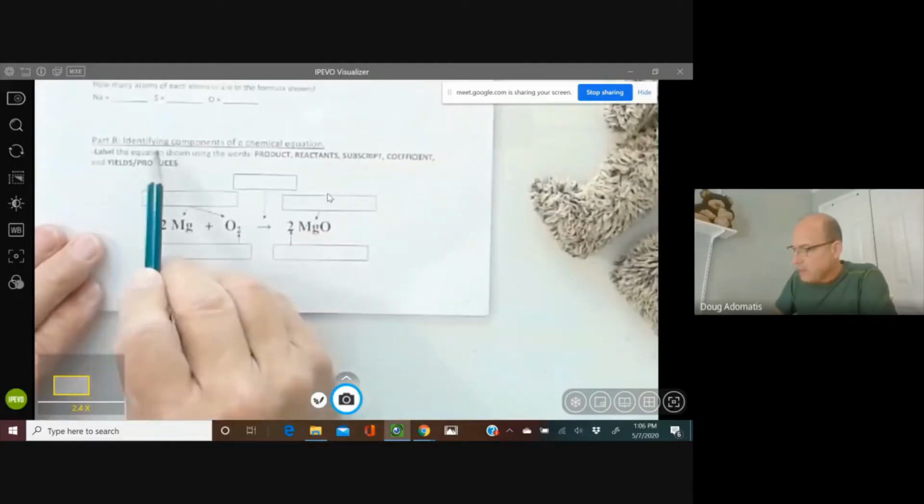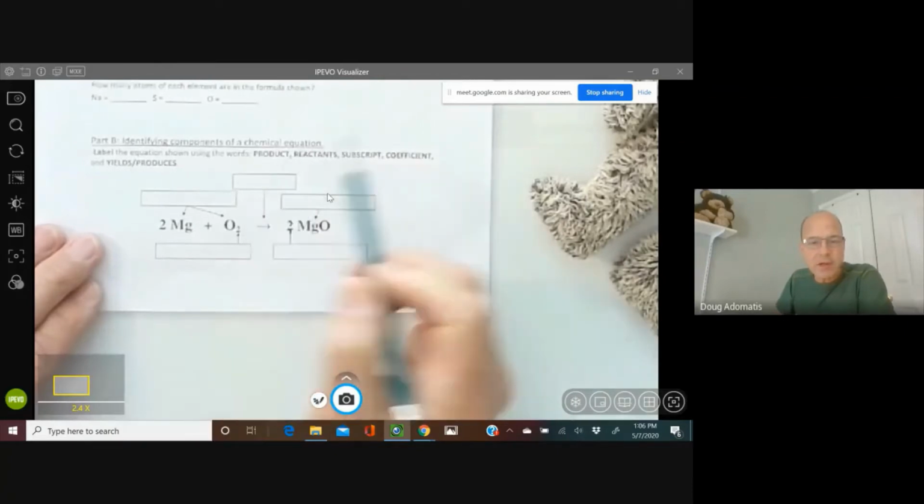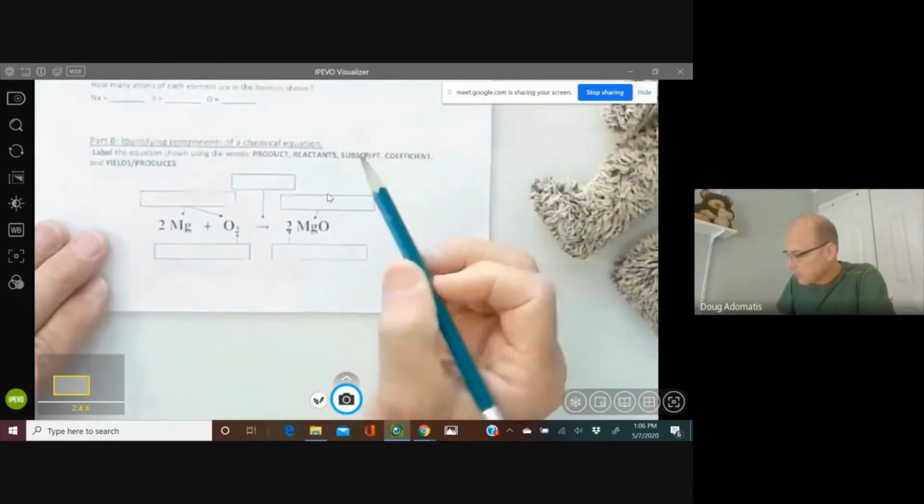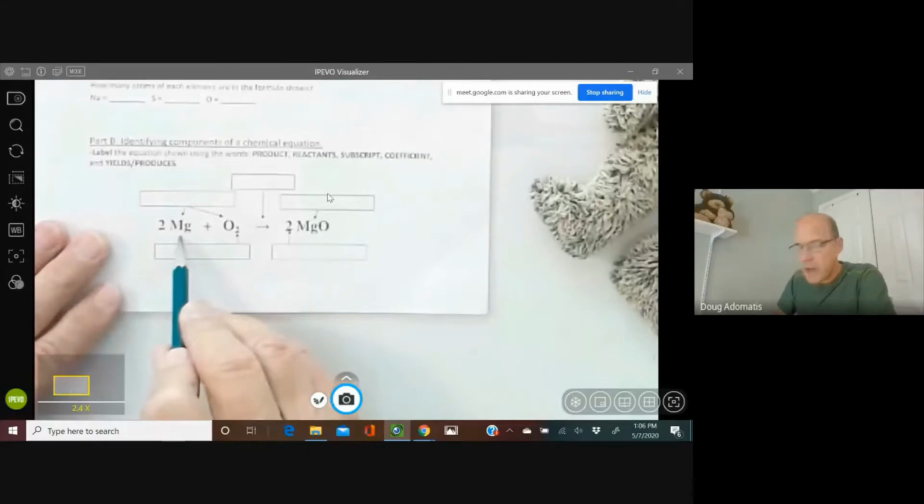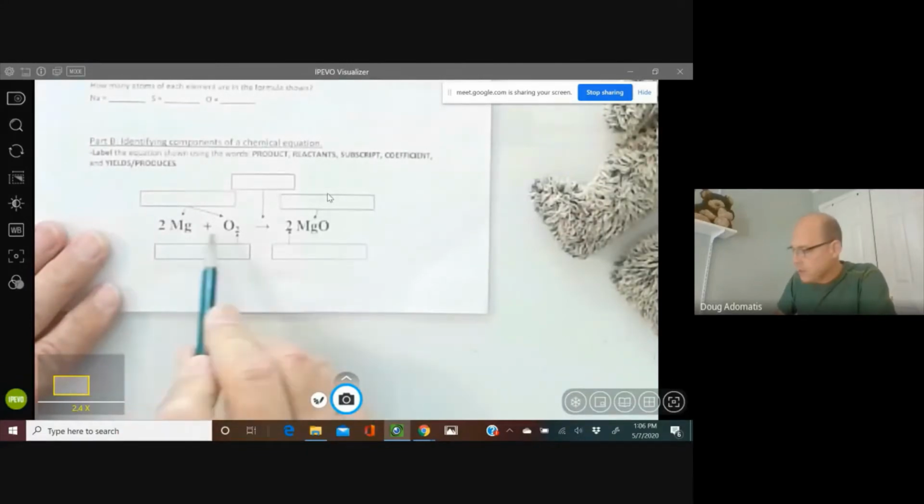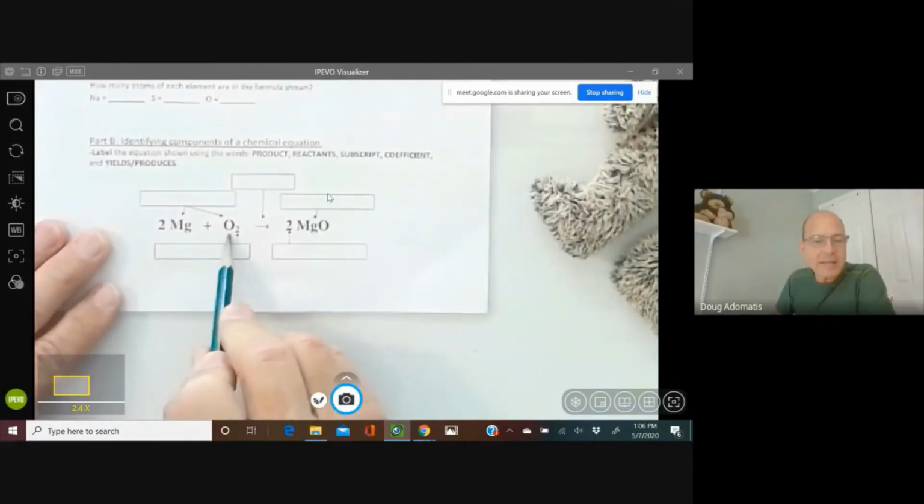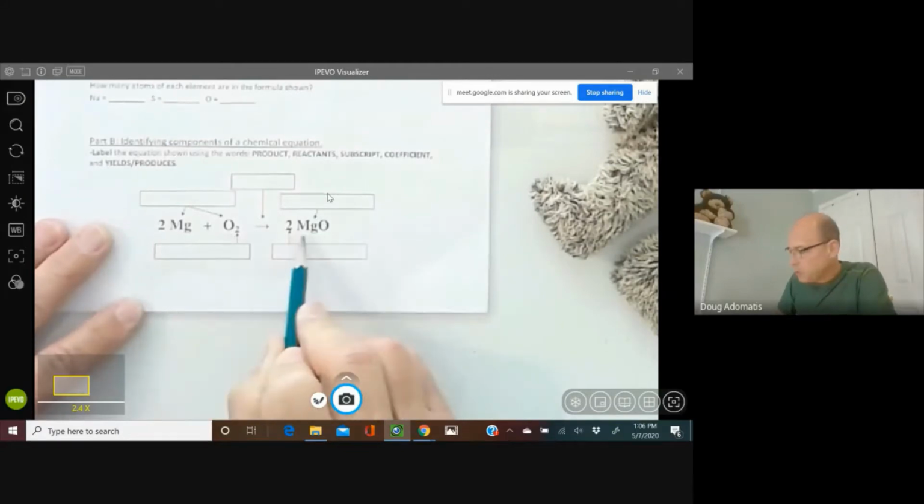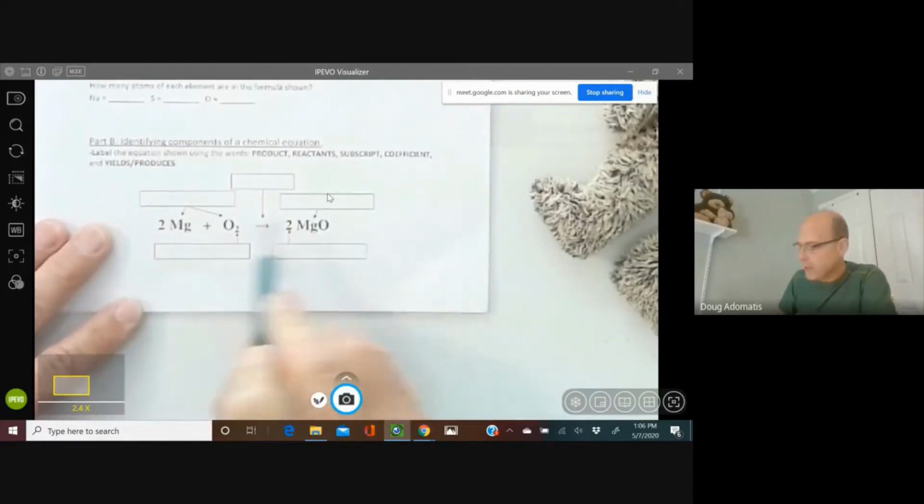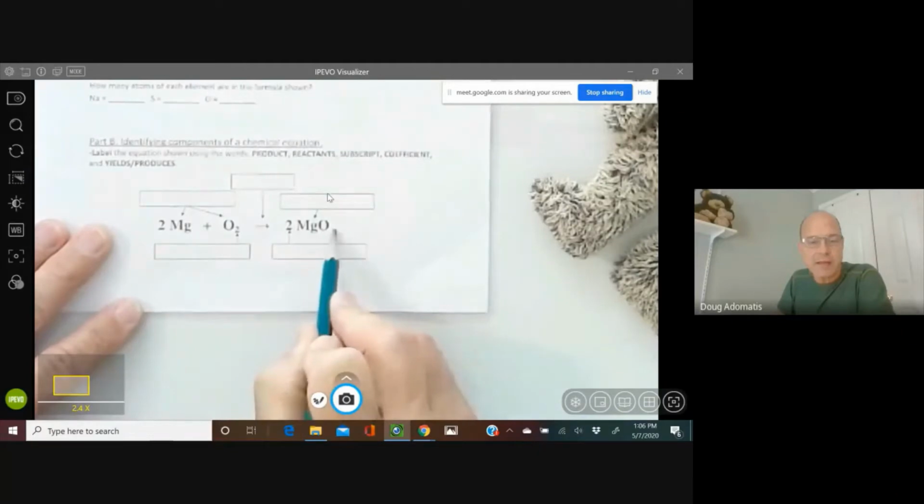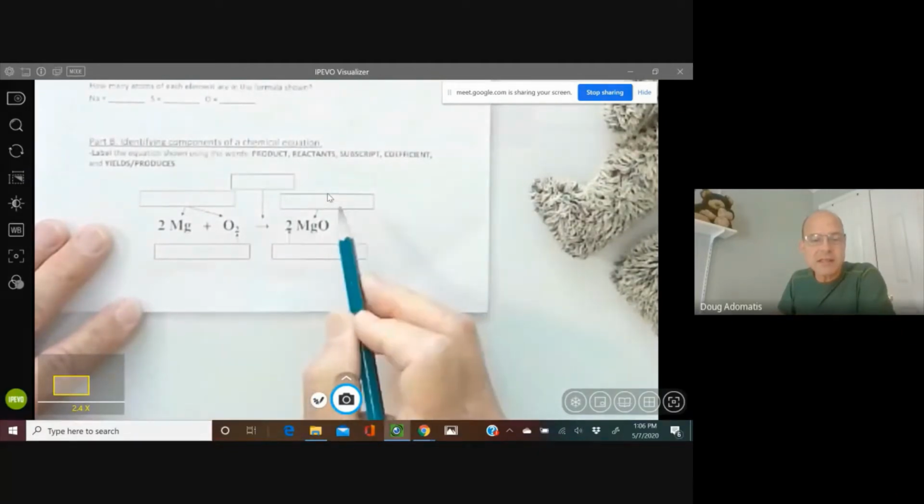Okay, identifying the components of a chemical equation. We've already talked about these. Here we've got a reaction where elemental magnesium is mixed with diatomic oxygen to produce magnesium oxide. So magnesium and oxygen produce magnesium oxide. This is a synthesis reaction.